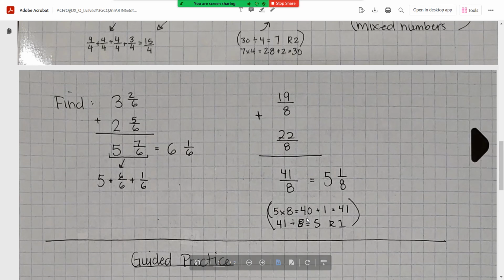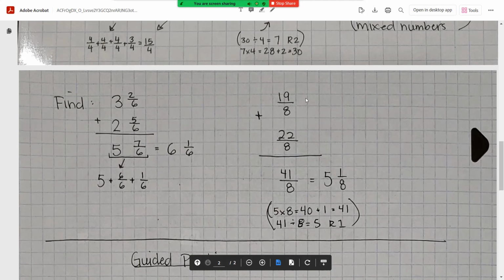Let's try some more examples. Let's find 3 and 2/6 plus 2 and 5/6. So if I add the whole number parts, 3 and 2 is 5. 2/6 plus 5/6 is 7/6. So I'm going to break apart that 7/6 and say 5 plus 6/6 plus 1/6. So 5 plus 1 is 6, plus that 1/6 extra part gives me a sum of 6 and 1/6.